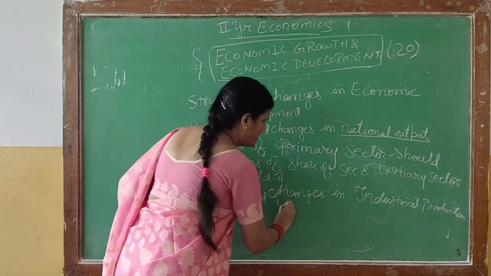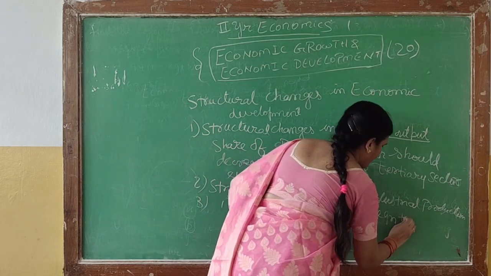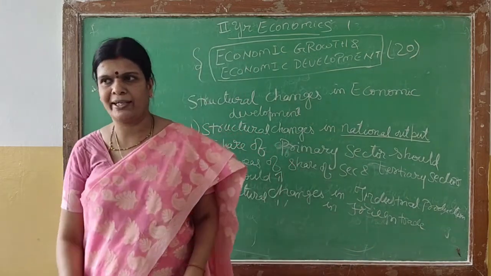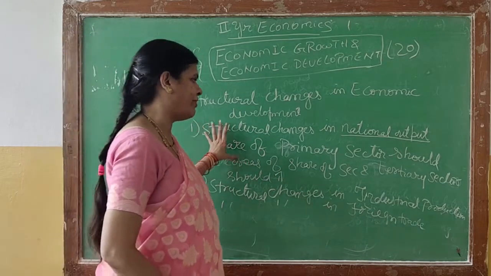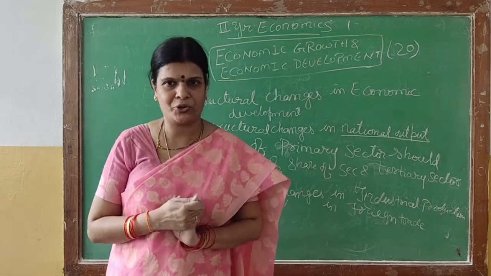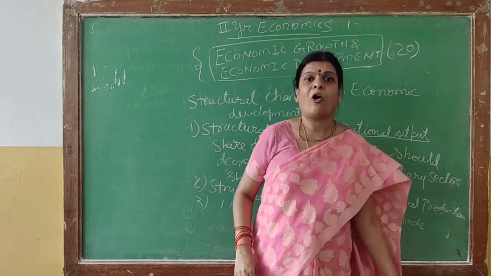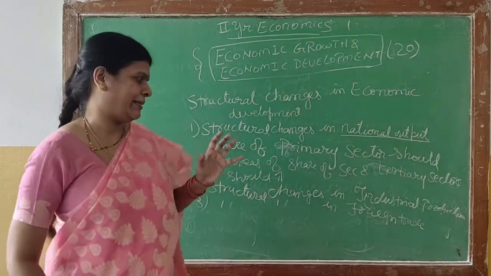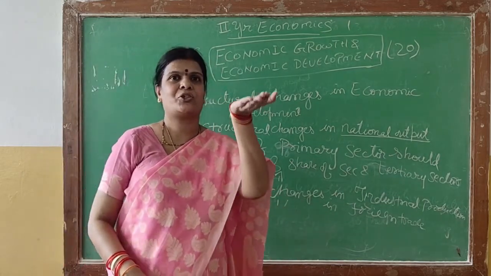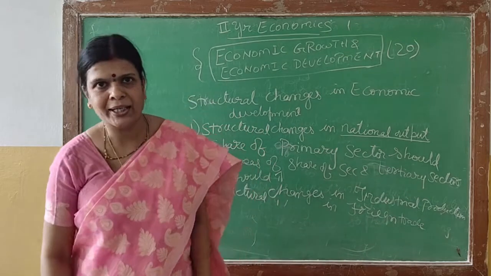Third one is structural changes in foreign trade. What is foreign trade? As we know, import and export we call foreign trade. To achieve development, exports should be increased and imports should decrease. Exports of what should be increased? We should export all final goods rather than consumer goods. Imports of consumer goods should decrease, as well as exports of final goods should increase.